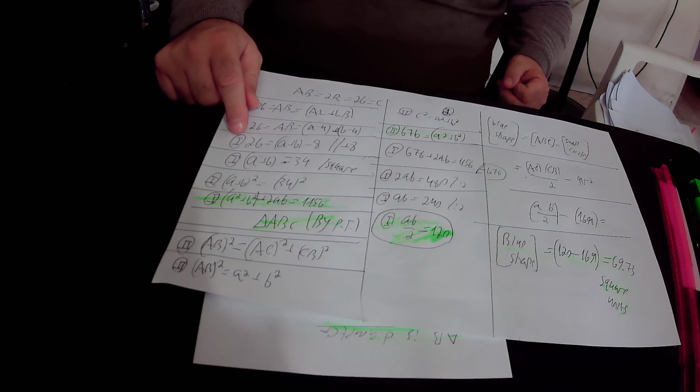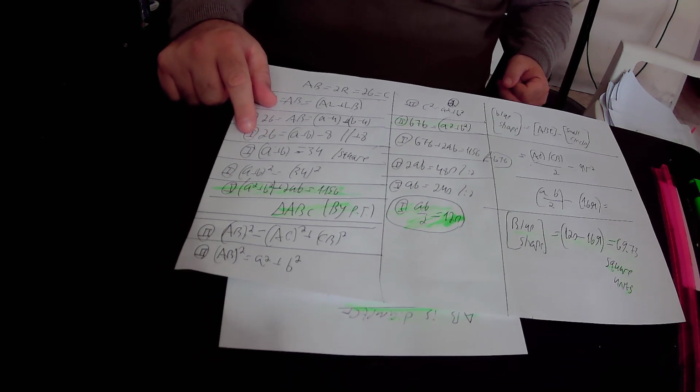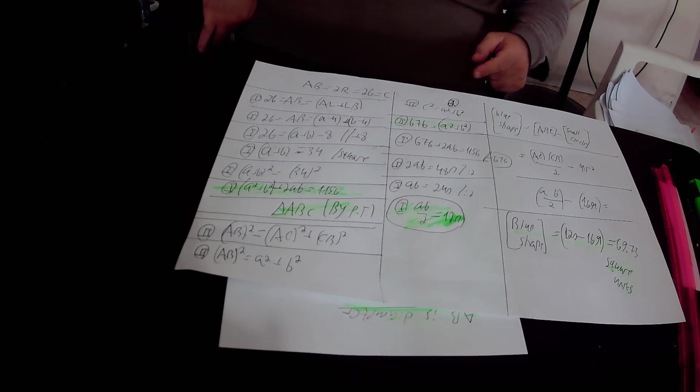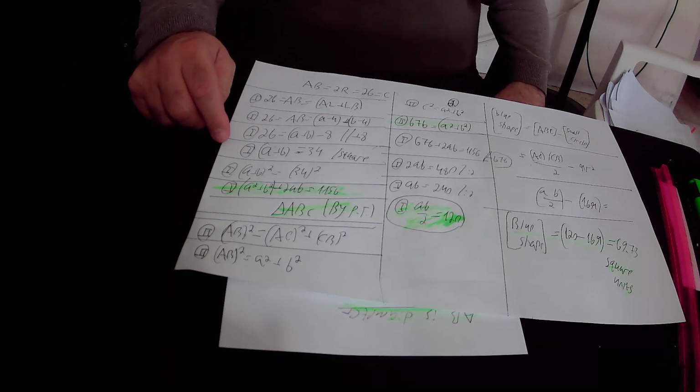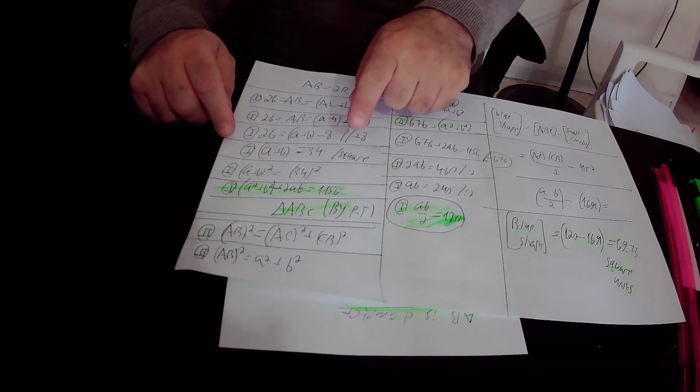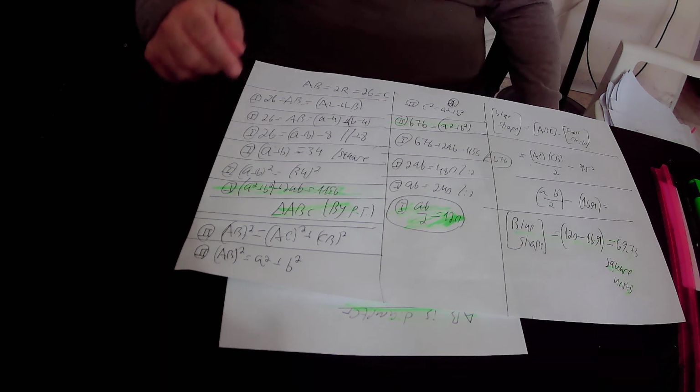We squared both sides of equation number 1, and we found out that A plus B squared equals 34 squared. We opened the brackets on both sides of equation number 1, and we found out that A plus B squared equals A squared plus B squared plus 2 times AB, and it is equal to 34 squared. 34 squared is 1156.